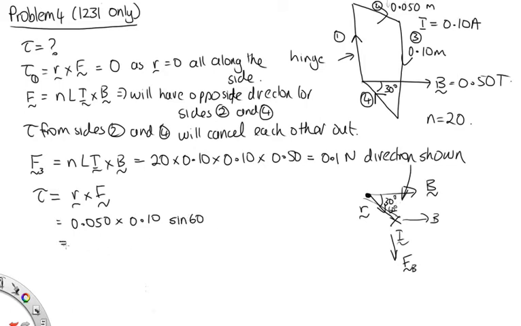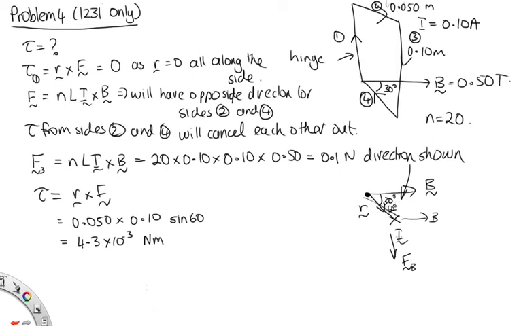Okay, so solving this on the calculator, we end up with 4.3 times 10 to the minus 3 Newton meters. And now the direction, using the right hand rule on the R and the F, you can see the direction will end up parallel to this I. So this will be parallel to the hinge and down the page. So that's the answer to this one.